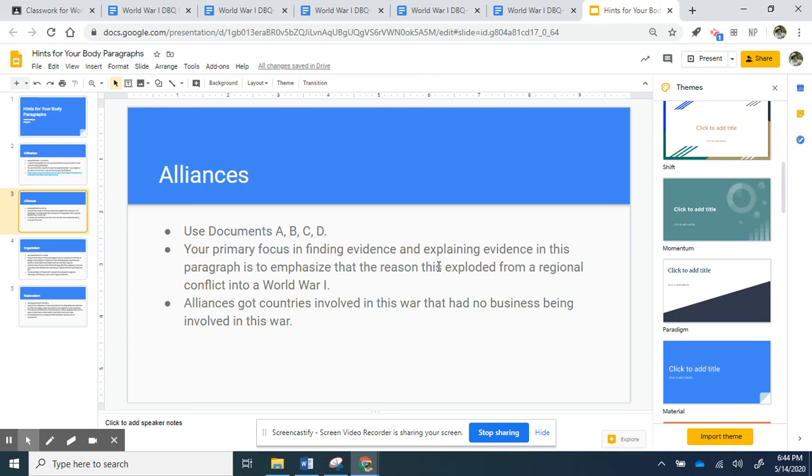All right. You're using your hints here. And remember with alliances, the reason why alliances caused World War I is all these countries had secret or non-secret alliances, and if one went to war, that meant they went to war. So what started as a very small regional conflict, because of alliances, it blew up. And this last sentence is important here. Alliances got countries involved in this war that had no business being involved in this war. So what you're doing then is using documents A, B, C, and D to find evidence to support that. Like we've been doing all year.